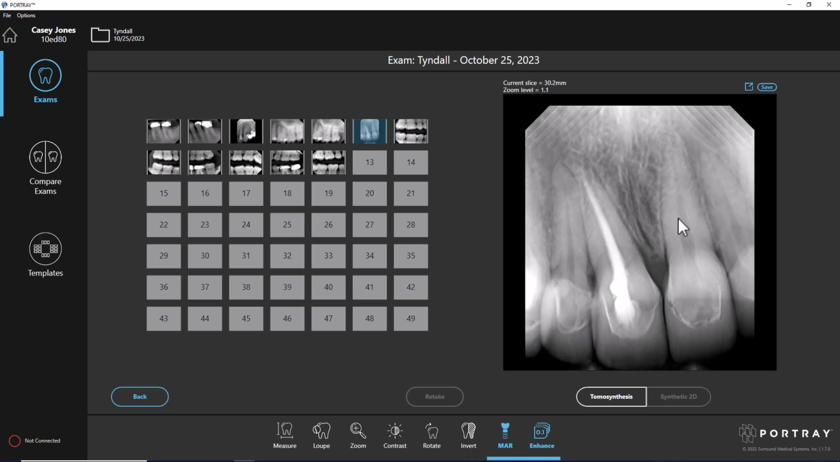So again, it's a matter of training your mind and your eye to thinking that these are parallel images to the detector going through teeth that are in different positions and also have different shapes. There's some curvature to these as well.